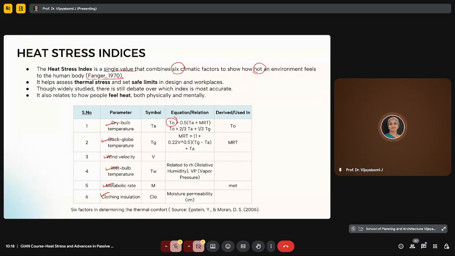These heat stress indices help to set safe limits in design and workplaces. Though widely studied, there is still debate over which index is more accurate, because we need to also understand the purpose of the index, why we are using it, and in which context. That is very important, so all that we will see. It also relates to how people feel heat, both physically and mentally. What happens to someone who is exposed to heat for long hours? How does he feel?